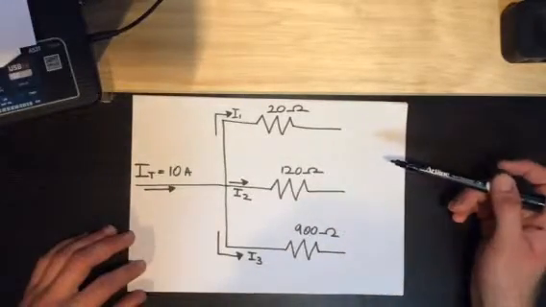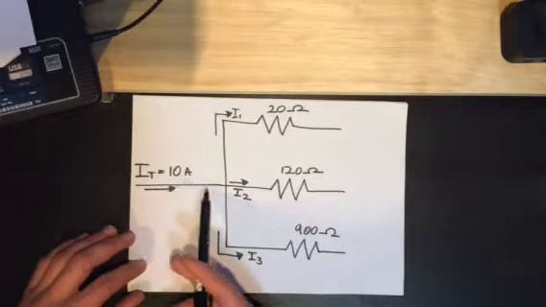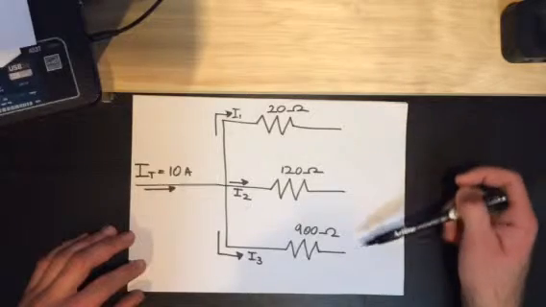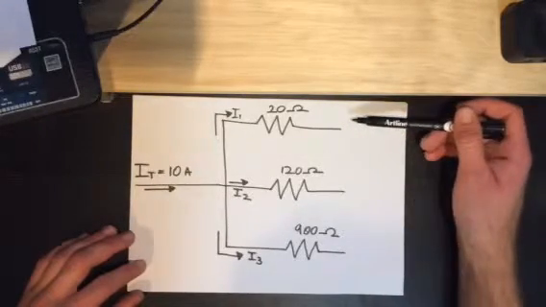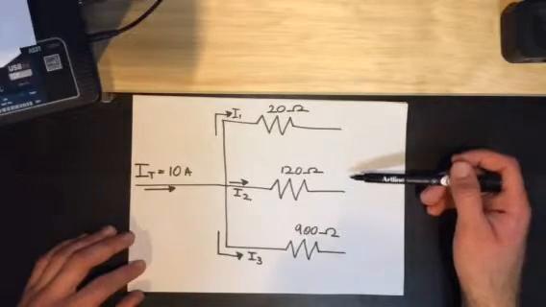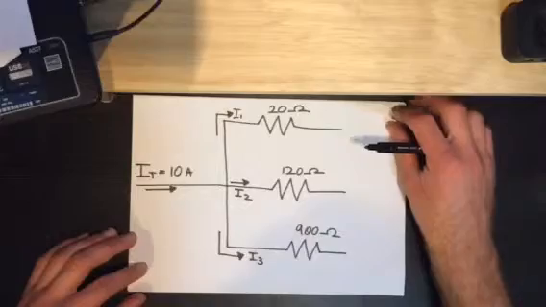So we have a circuit which has a current source of 10 amps coming into a junction which splits into three separate paths. So path 1 has a resistance of 20 ohms, path 2 has 120 ohms, and path 3 has a resistance of 900 ohms.